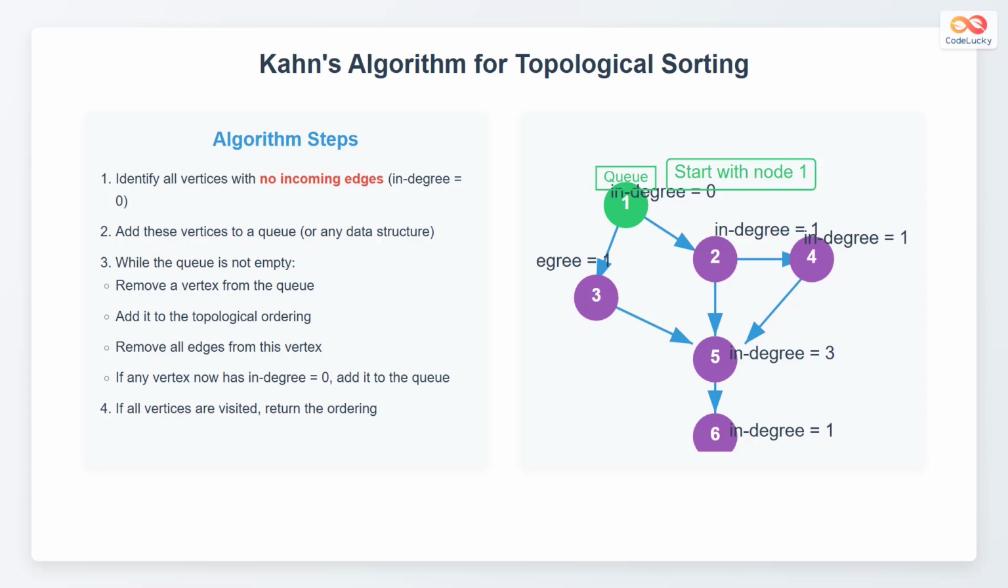Third, while the queue is not empty, remove a vertex from the queue, add it to the topological ordering, remove all edges from this vertex. Then, if any vertex now has indegree equals 0, add it to the queue. Finally, if all vertices are visited, return the ordering. As you can see in the example, node 1 has indegree of 0 and we can start building the topological order with this node.